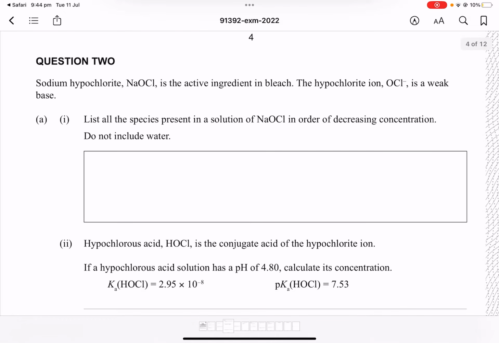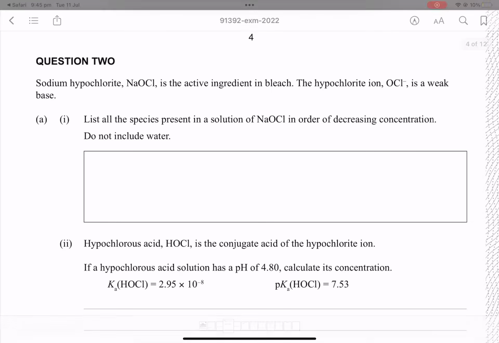So we have sodium hypochlorite, NaOCl, an active ingredient in bleach. The hypochlorite ion OCl minus is a weak base. So we want to list all the species present in a solution of NaOCl in decreasing concentration, and we do not want to include water.